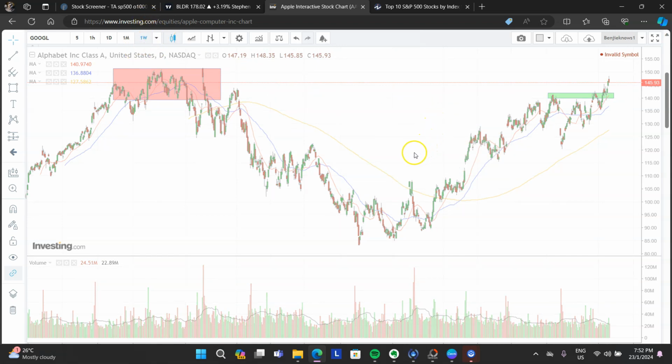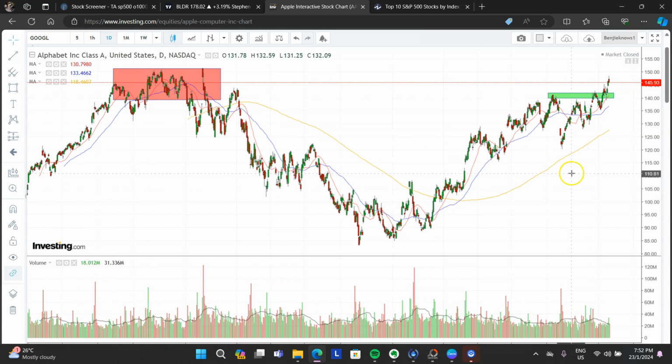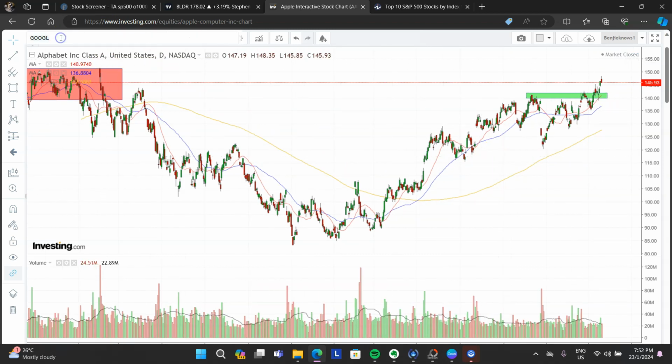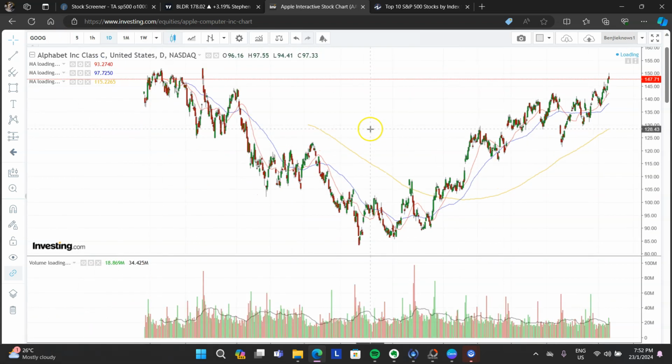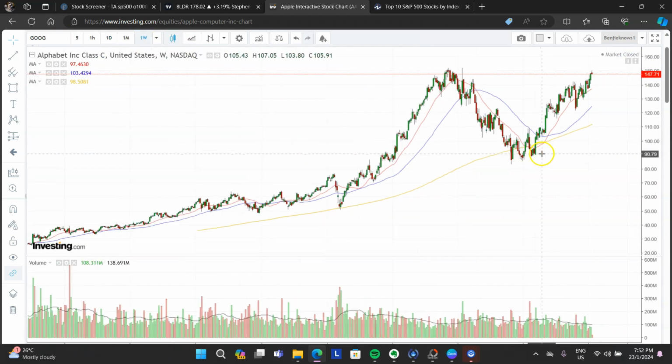Loading the weekly chart. Something is taking so long. The internet is very bad. It's raining here. Never mind, let's go to Class C. Okay, same thing.